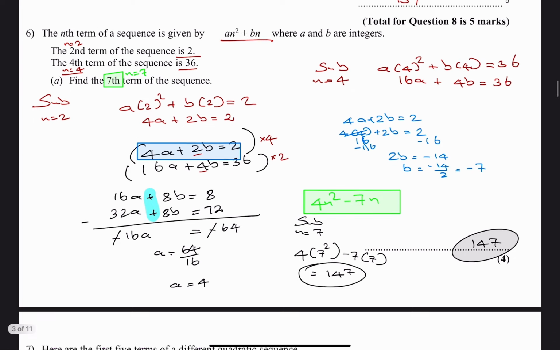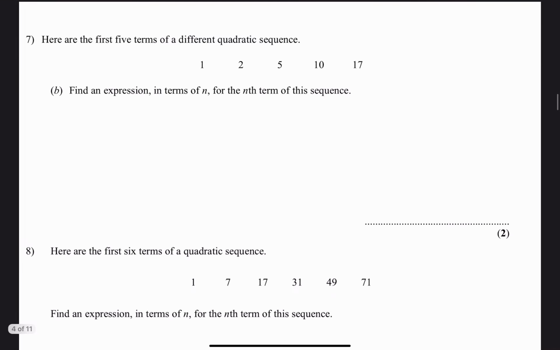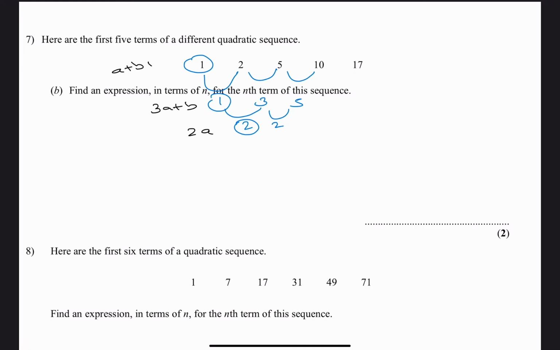Moving on. Quadratic sequences, we know what to do. 1, 3, 5. This must be enough. 2, 2. These are the numbers we are worried about. The bottom is 2a, the middle is 3a plus b, the top is a plus b plus c. Good. Always the same method, yeah?